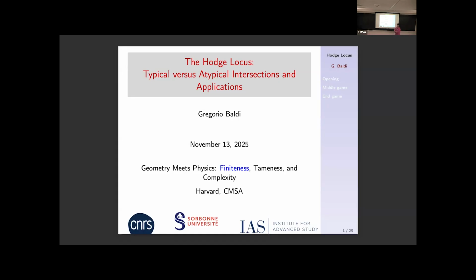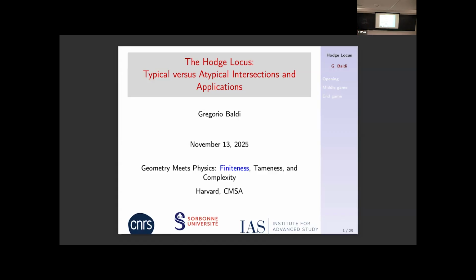So we talk about the Hodge locus that was mentioned, and in this setting of Hodge locus, I will tell you about these typical versus atypical intersections. But if you were to get lost, typical, you should think something like this. You see, there are two plane curves in the projective space, one of degree 2, the other of degree 4, and they intersect in 8 points. Nothing atypical here. And in fact, do you know who proved this theorem?